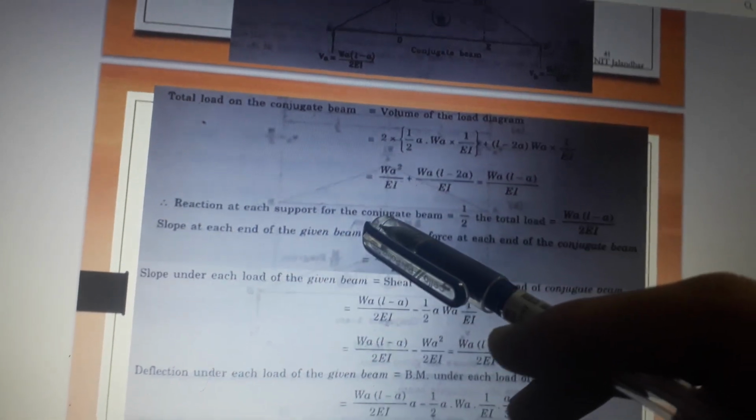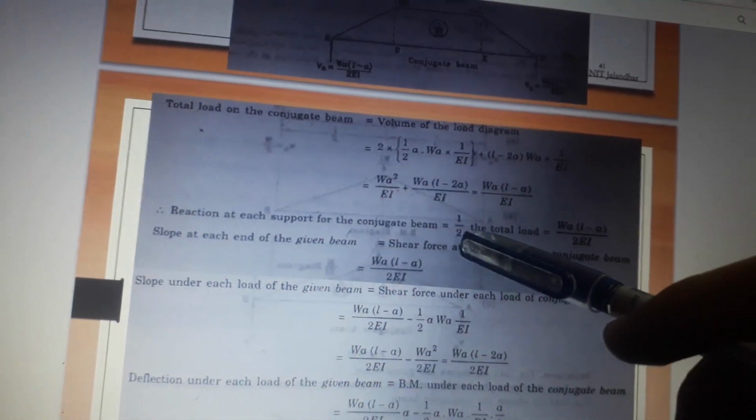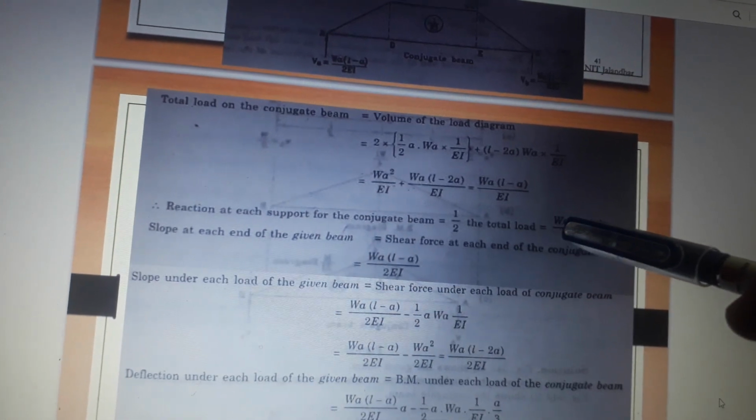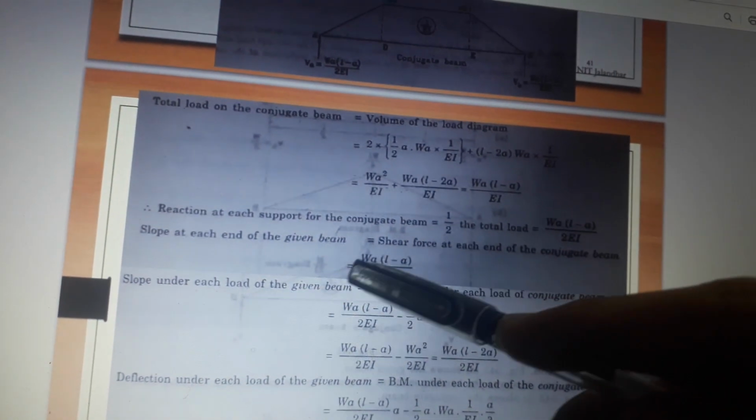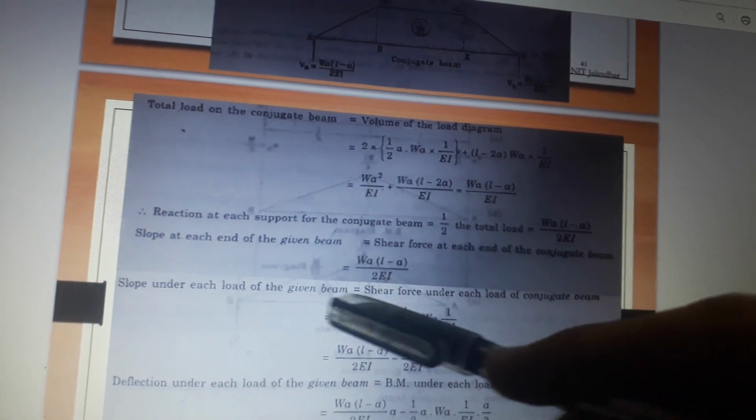Therefore, the reaction at each support of the conjugate beam is equal to half the total load, which is WA into (L minus A) over 2EI. Slope at each end of the given beam is equal to the shear force at each end of the conjugate beam, which is equal to WA into (L minus A) over 2EI.